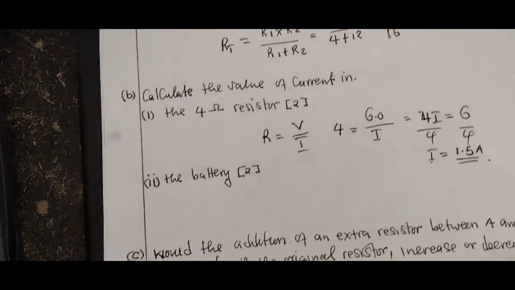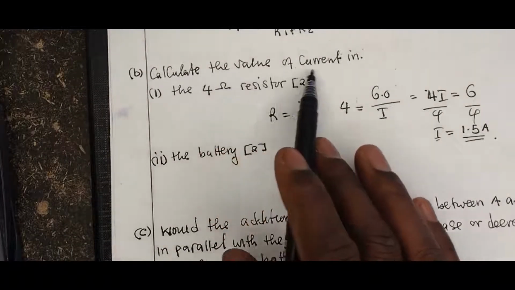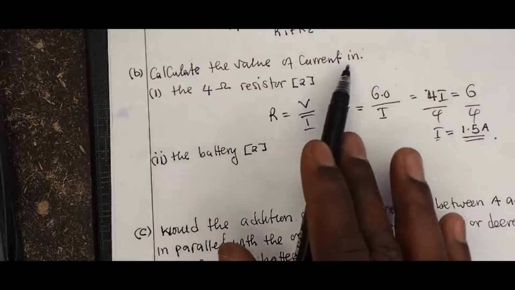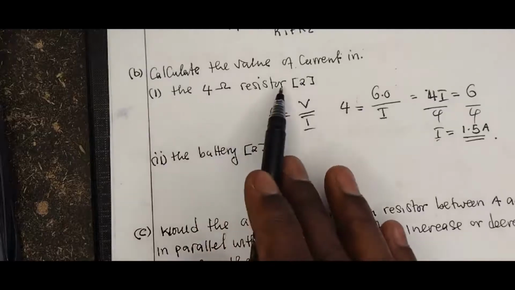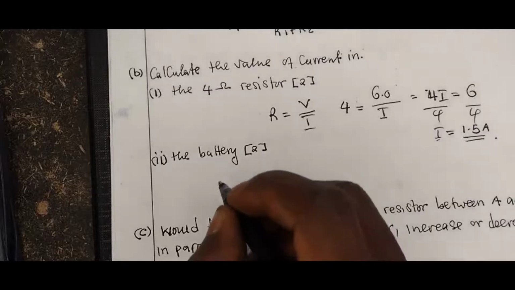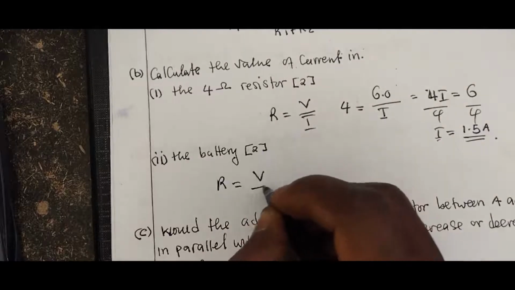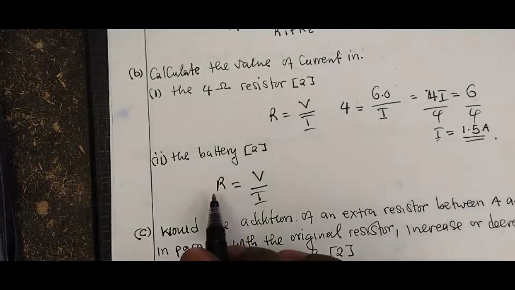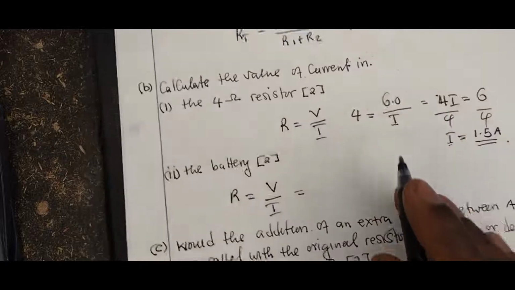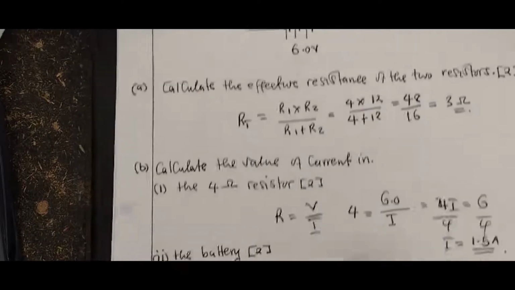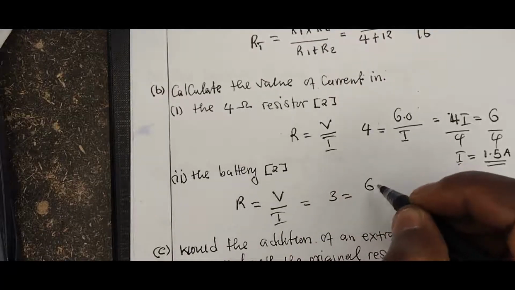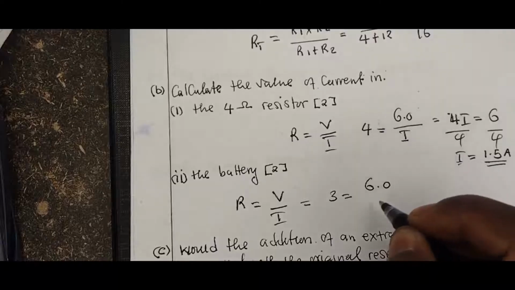Then the next question is, calculate the value of current in the battery. This time we are calculating the value of current in the battery and not in the 4 ohms. So in this case, this is the total current. You still apply this formula: resistance is equal to voltage divided by current. What is the total resistance? The total resistance here we found to be 3, so we plug in 3, and the total voltage is 6 volts.